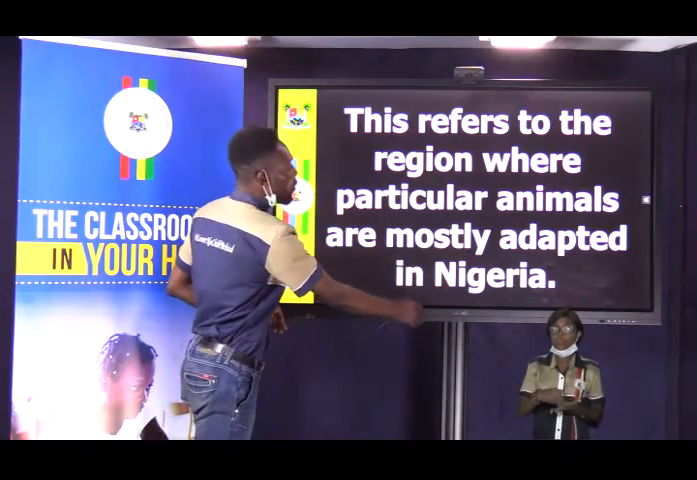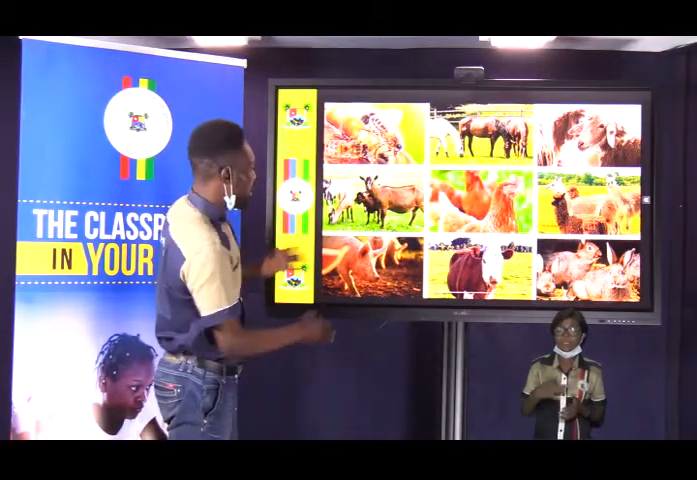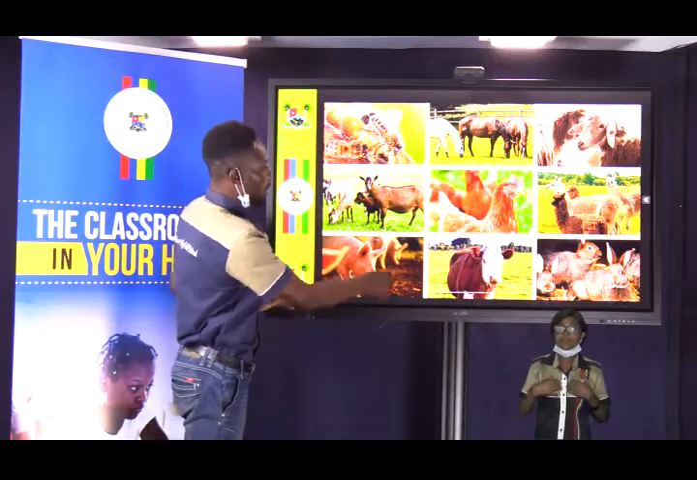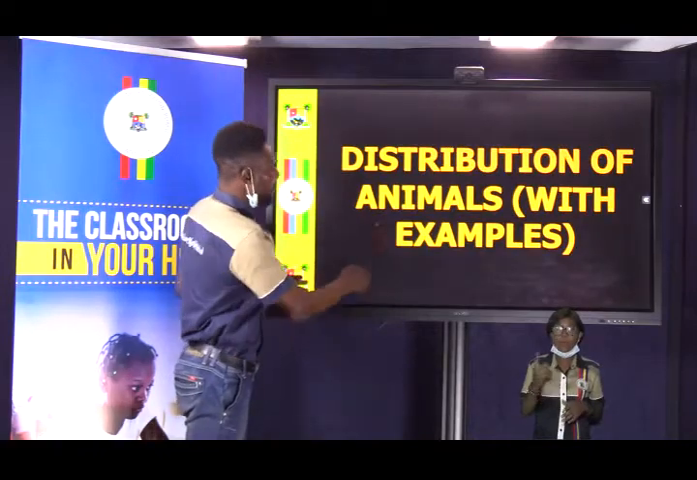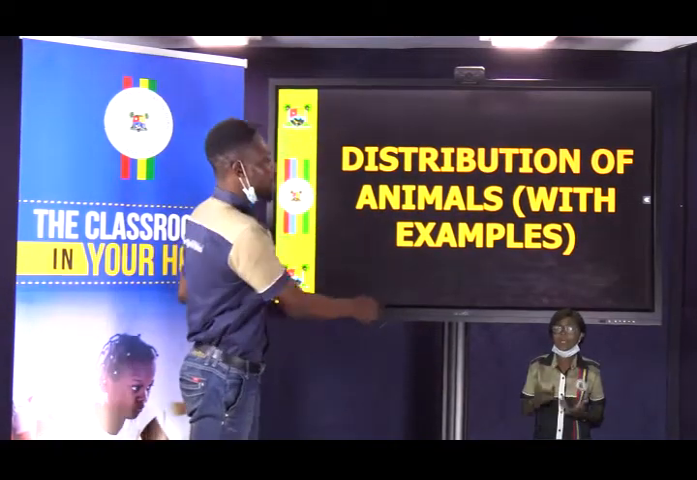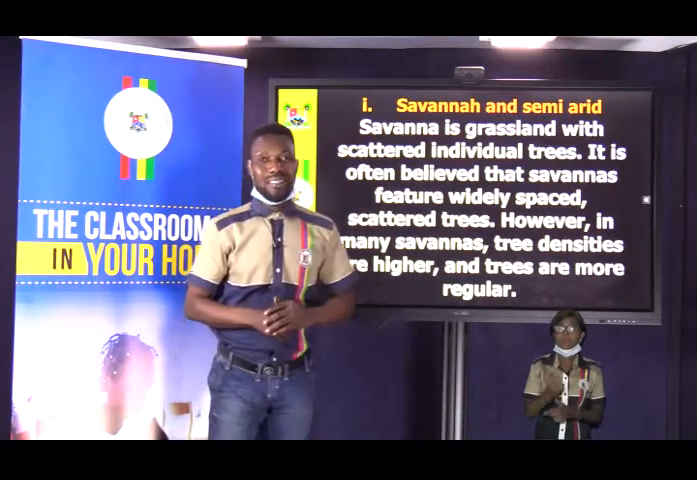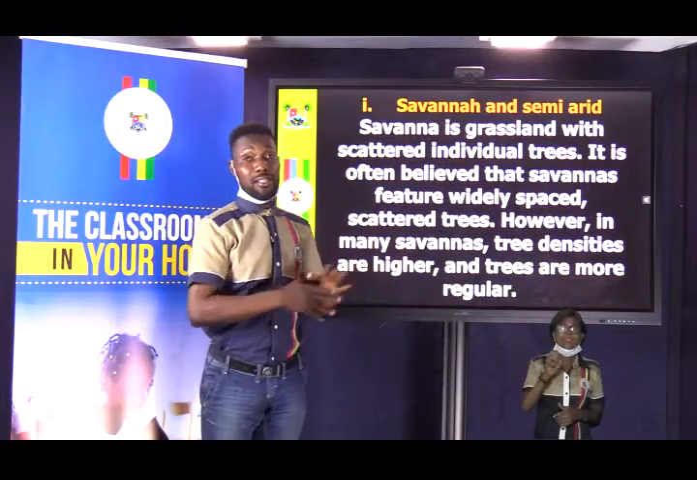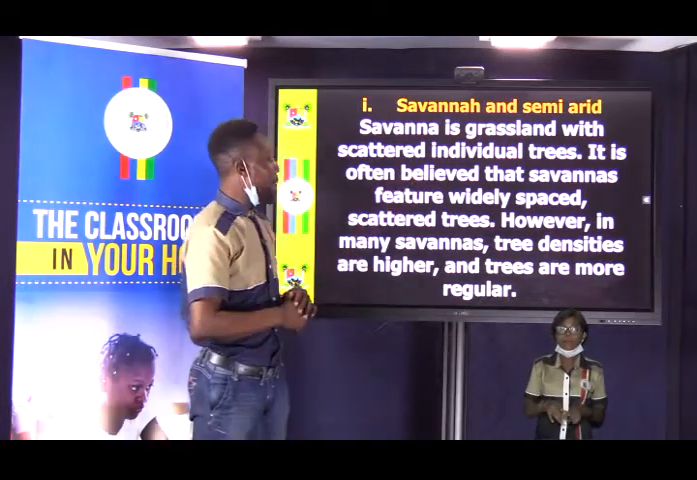So, the region where particular animals are mostly adapted in Nigeria. These are different kinds of animals, and we shall look at their regions where they are mostly adapted. Now let's look at these regions of animals with examples. The first one we want to talk about is savanna and semi-arid. Just like in our last lesson in agricultural science where we had savanna, so still the same.